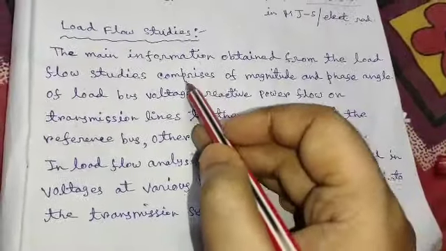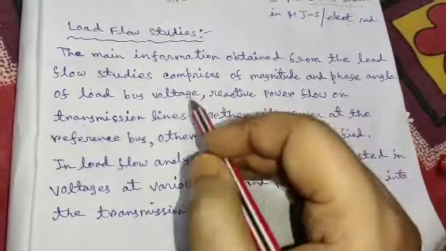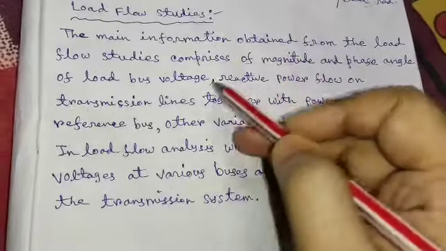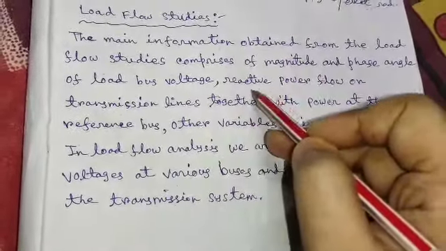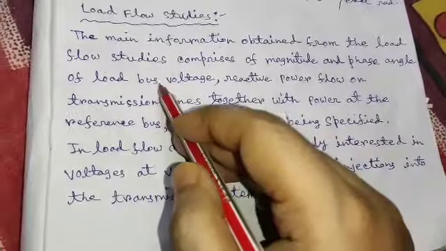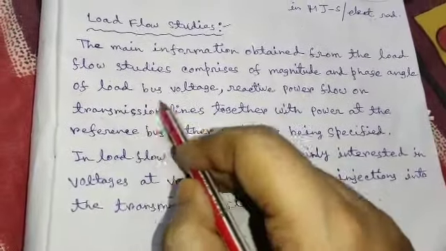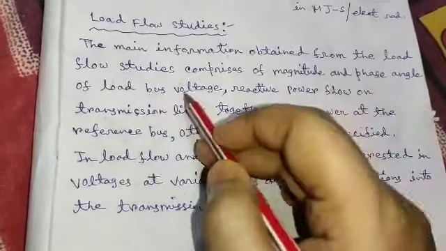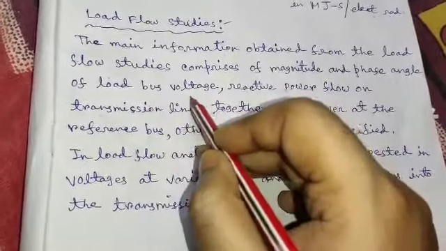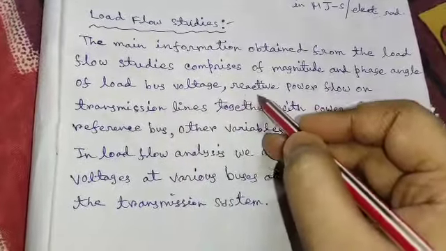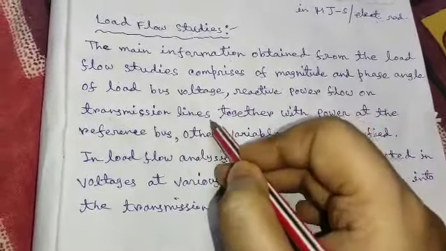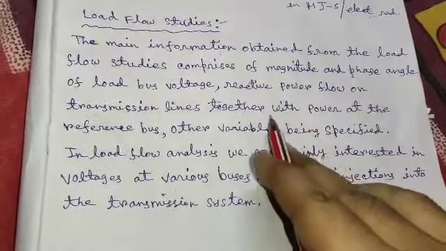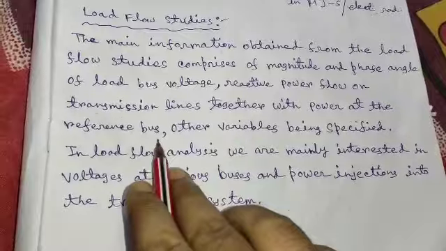Basically it comprises two main parts: the magnitude and phase angle of load bus voltage, and reactive power flow. When we consider load bus voltage, we focus on its magnitude and phase angle. This is one part. Another part is reactive power flow on transmission lines. These are the two main parts of load flow studies, together with power at the reference bus.